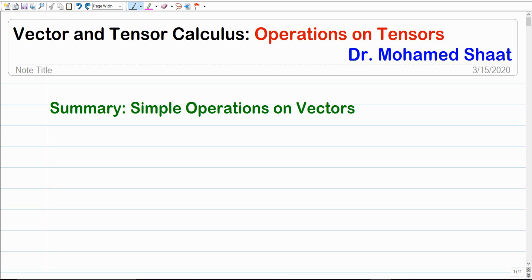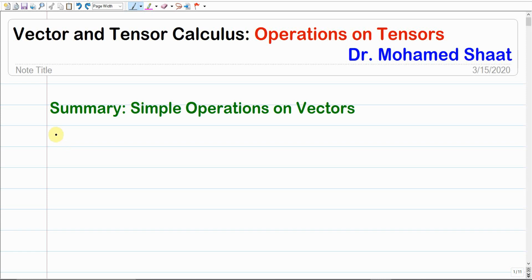But anyway, in the previous meeting, we introduced what a vector is and what a tensor is, and we discussed some simple operations over vectors. So let me give you a very quick summary just to remind you of what we already covered. First of all, we distinguish between a scalar quantity and a vector quantity.